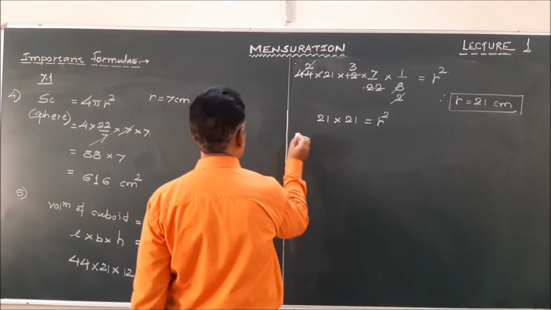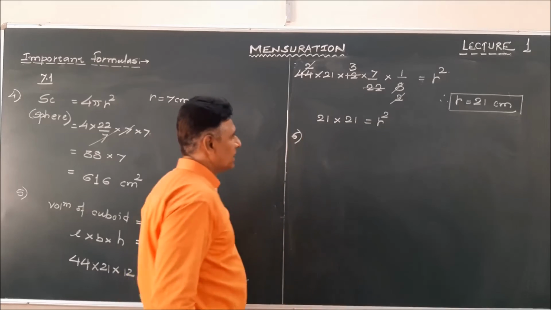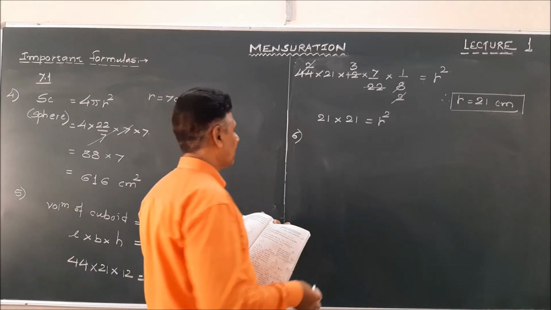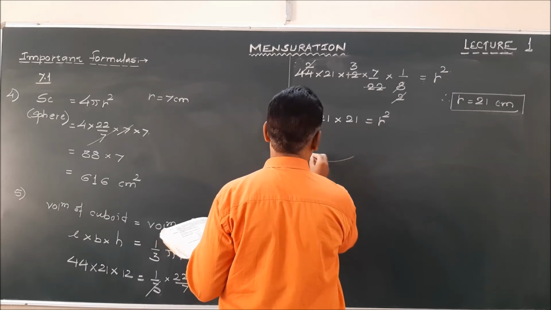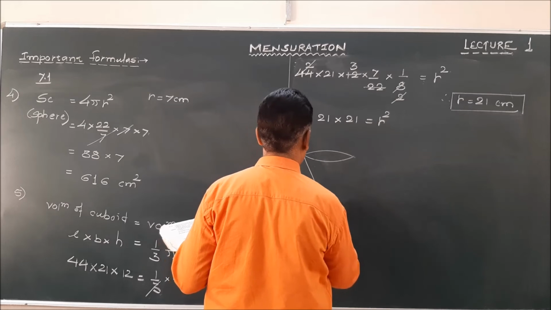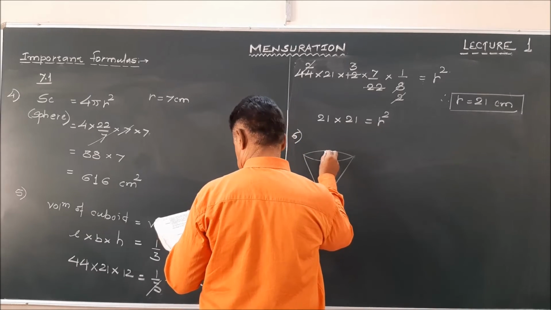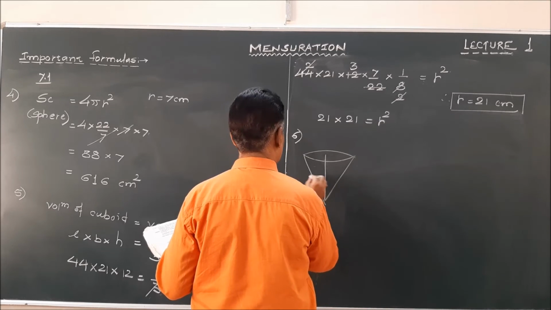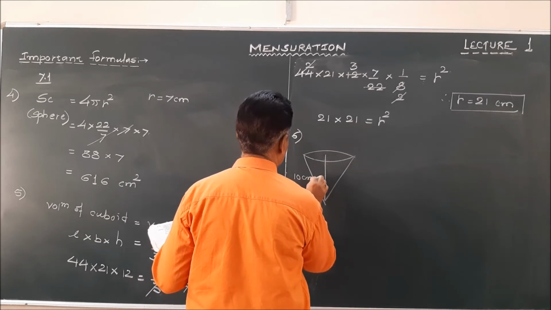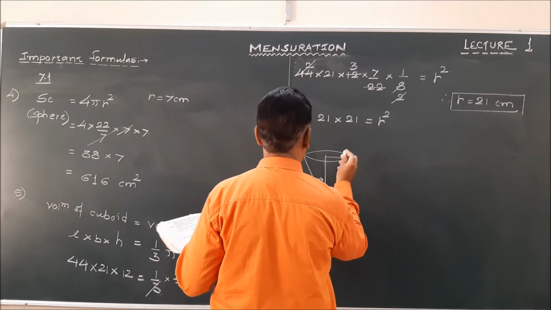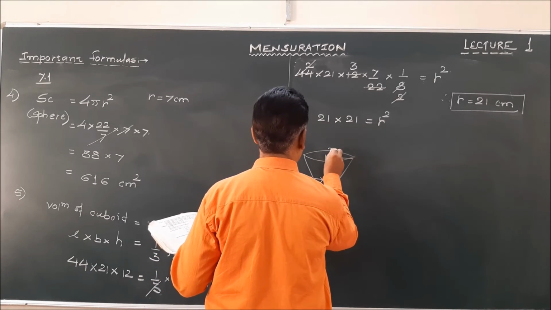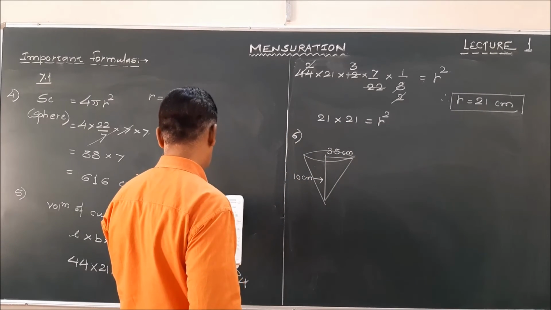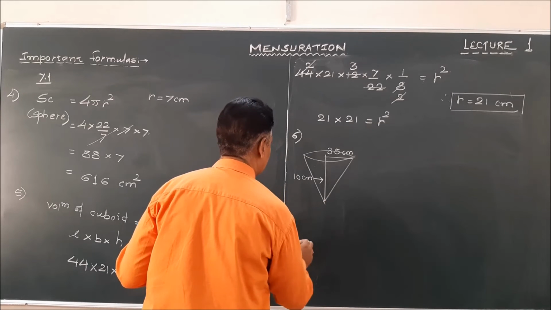The next question is question number 6. In question number 6, you will find in your textbook there are two figures given. One is of a home, right? This home has a figure, please refer to that. 10 centimeter is the height, while the radius of this is 3.5 centimeter. Okay. And there is a cylinder there.